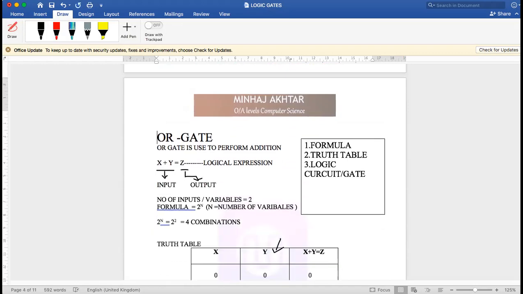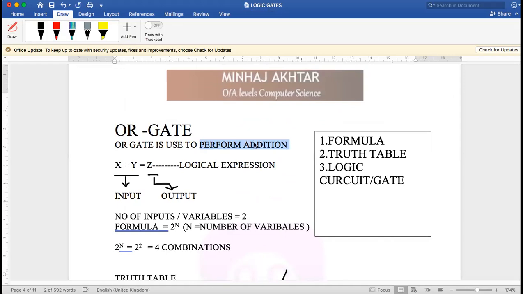Okay, so now we have another gate that's called OR gate. The same thing, formula, truth table, logic circuit. So what is the purpose of OR gate? OR gate is used to perform addition. It means that once you saw OR gate, it means you need to add the values. So the logical expression must be written in this way: X or Y equal to Z. You need to read it like this: X or Y equal to Z. This is called logical expression.